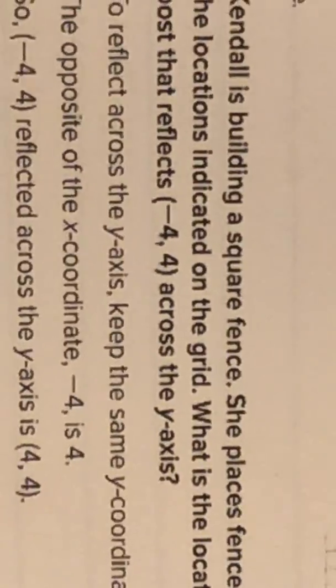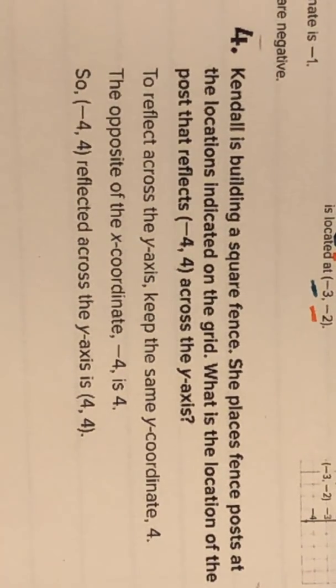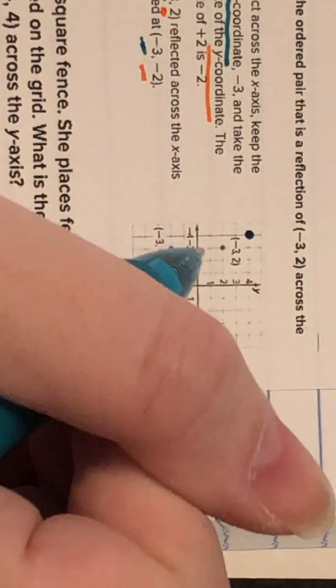Okay. 4, Kendall is building a square fence. She places the fence post at the locations indicated on the grid. What is the location of the point of the post that reflects -4, 4 across the y-axis? Okay, so here's my point. I'm going to go back up to this grid right here. -4, 4, so there's my point at -4, 4.